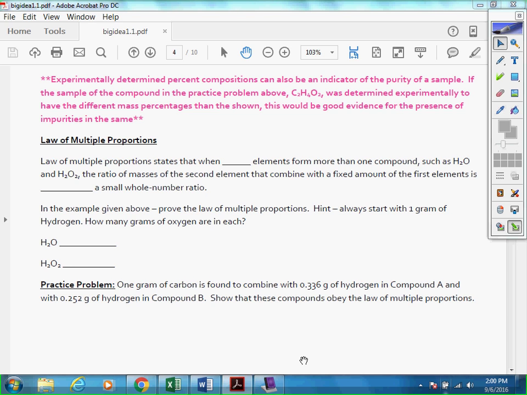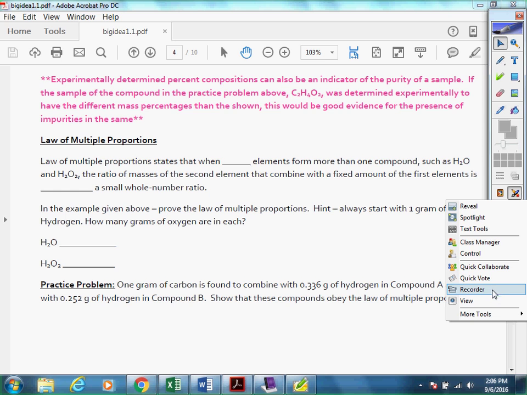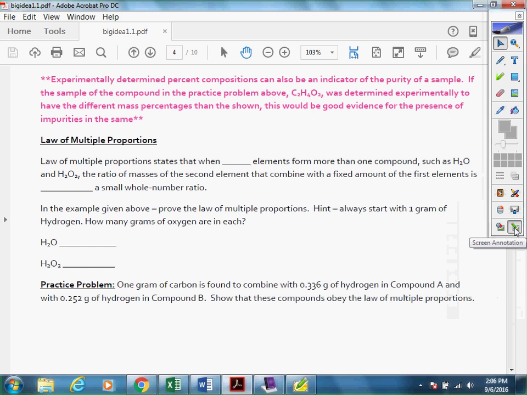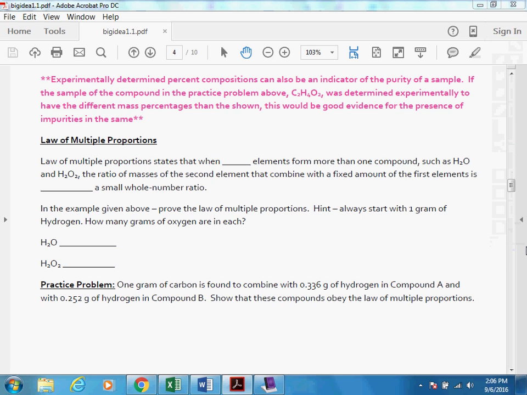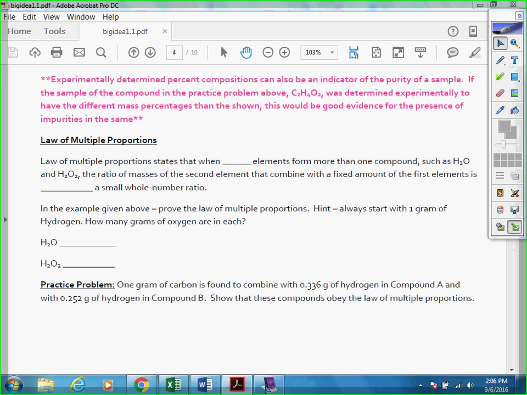All right, we're rolling. Now the next one is multiple proportions. All right, multiple proportions. This is the other one that some of you said didn't really make too much sense, so I wanted to go over it.